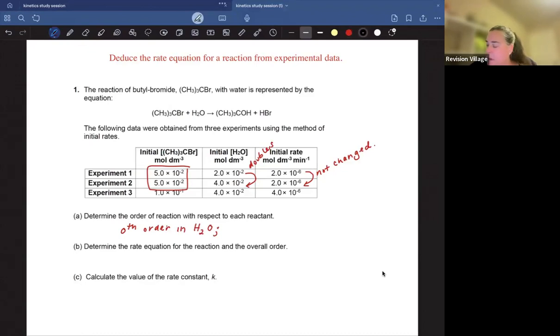Try number 2. I'm going to hold the concentration of water constant. I'm going to see how the concentration of the halogenoalkane is changing. It's changing by a factor of 2, or it's doubling. And the rate over here is doubling. So they're behaving the same way. The rate is directly proportional to the concentration. It's first order.